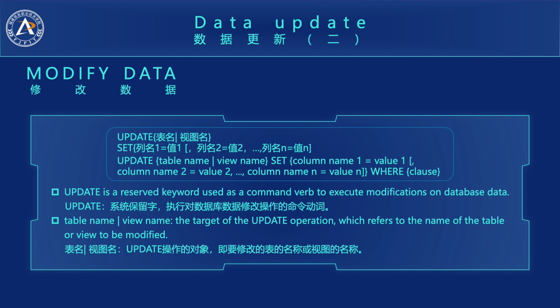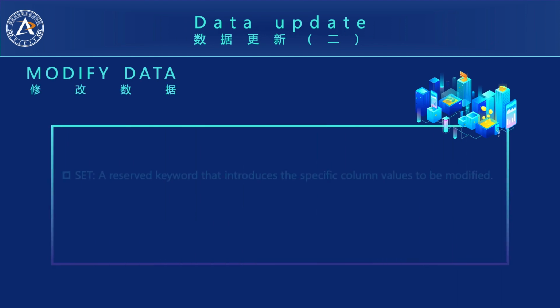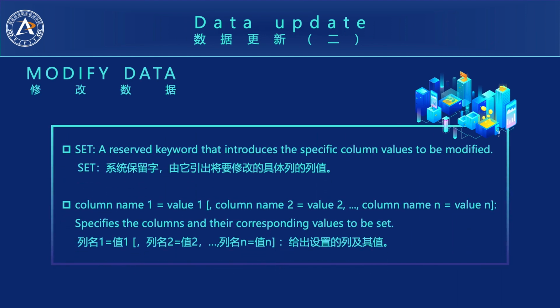In the above statement, update is a reserved keyword used as a command verb to execute modifications on database data. Table name | view name, the target of the update operation, refers to the name of the table or view to be modified. Set, a reserved keyword that introduces the specific column values to be modified. Column name 1 equals value 1, column name 2 equals value 2, column name n equals value n specifies the columns and their corresponding values to be set.